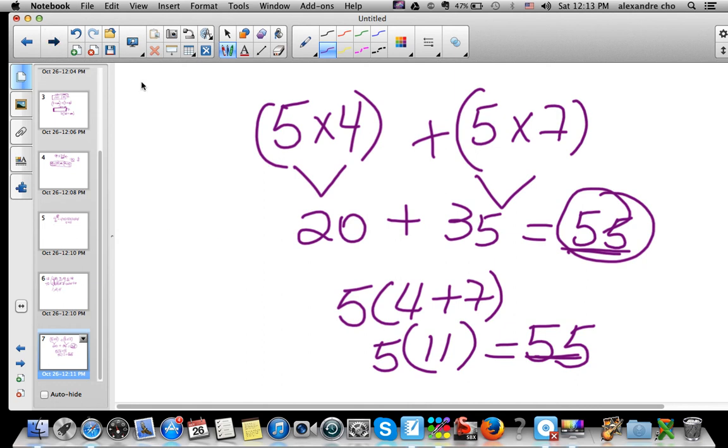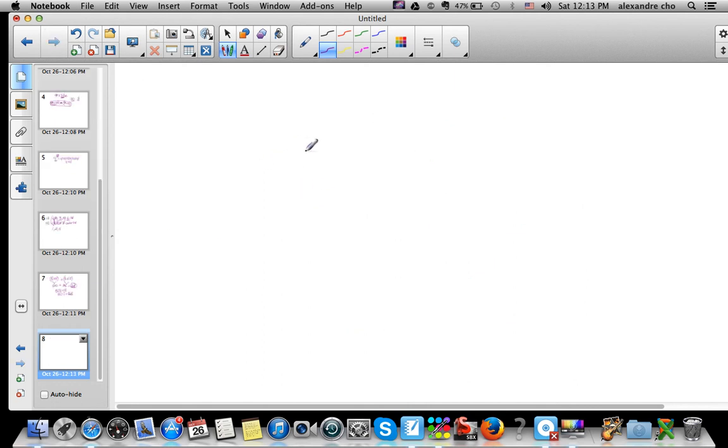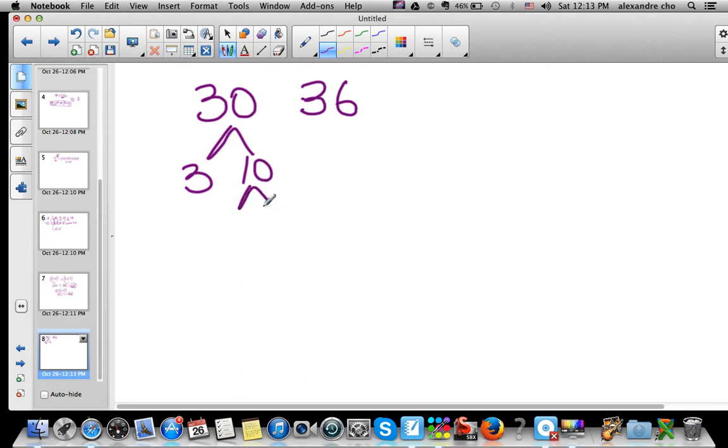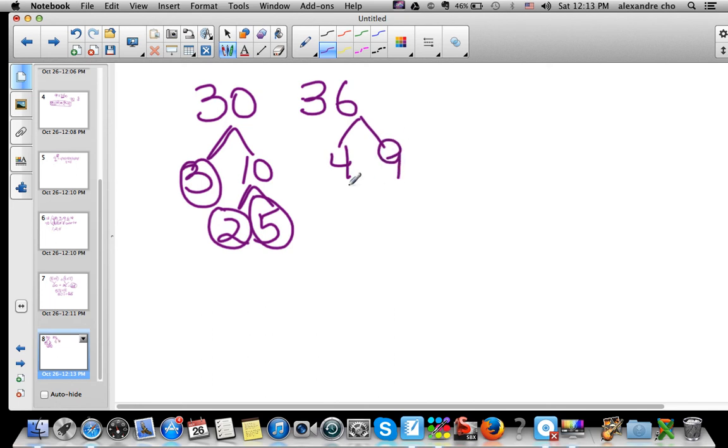17. LCM of 30 and 36. Let's do this via prime factorization and a Venn diagram, okay? 30, let me break this up. You get 3 and 10. 10 is 2 and 5. Easy enough. Circle, circle, because they're all prime. And let's see, 36. 4 and 9. 4 is 2 and 2. And 9 is 3 and 3.